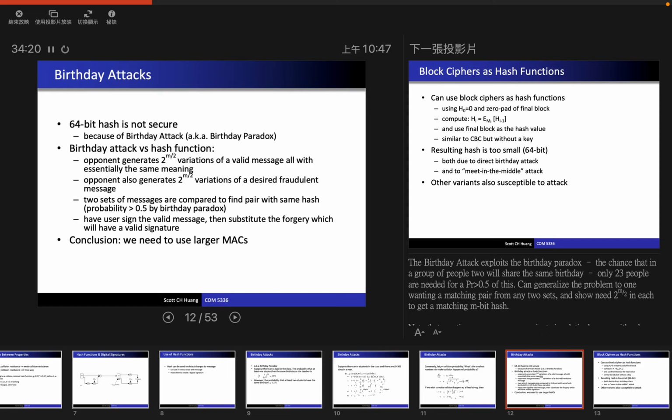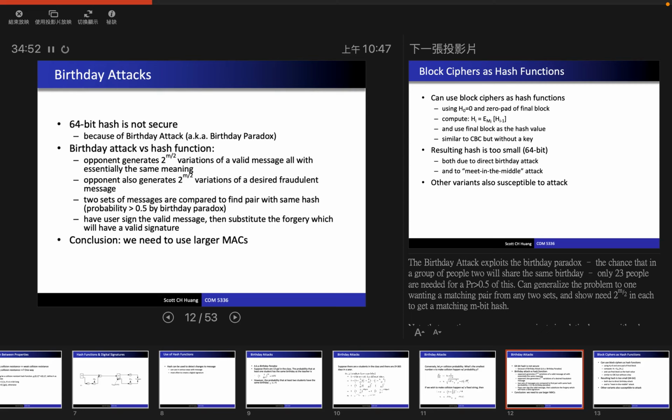30, 40 years ago, we had DES and other encryption functions like IDEA. Generally speaking, their level of security was about 64 bits. Now it's 128 bits because we're using AES. But if you want to achieve the same level of security in a hash, you have to double that.